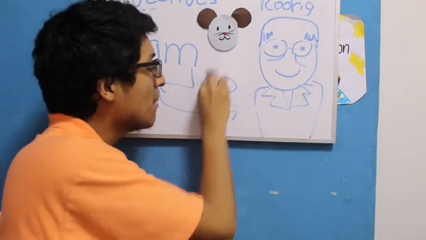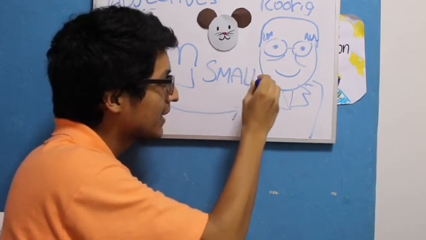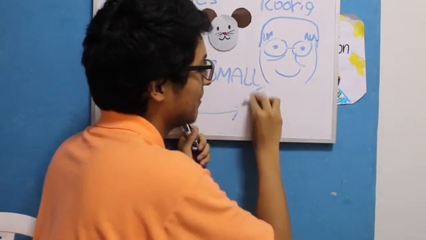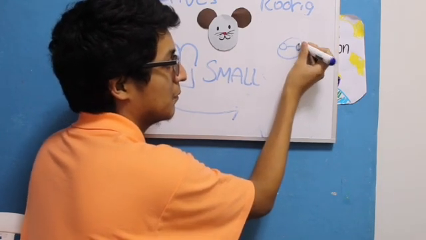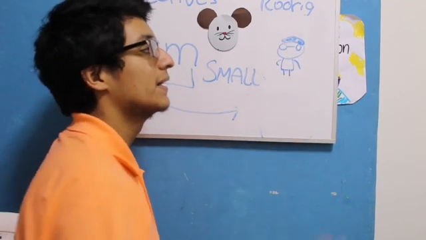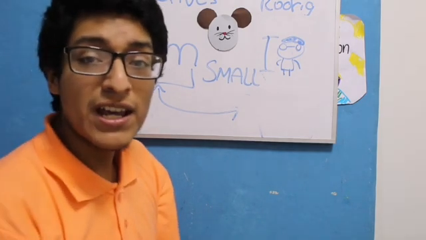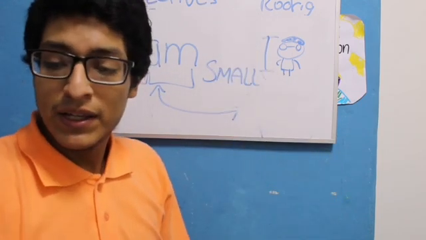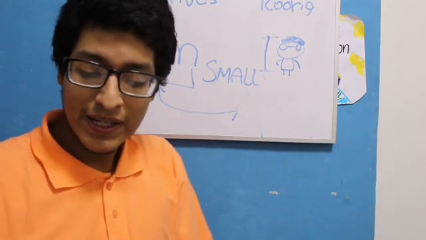And final, but not least important, let's work with this one. The mouse. What about the mouse? The mouse was small. Yes, small. So in this case, it means that I am like this. I am small. I am this size. I am small. So in this way, we have to use I am to describe ourselves, okay? Let's keep it very clear. Don't worry, we will be reviewing all the time. Got this?